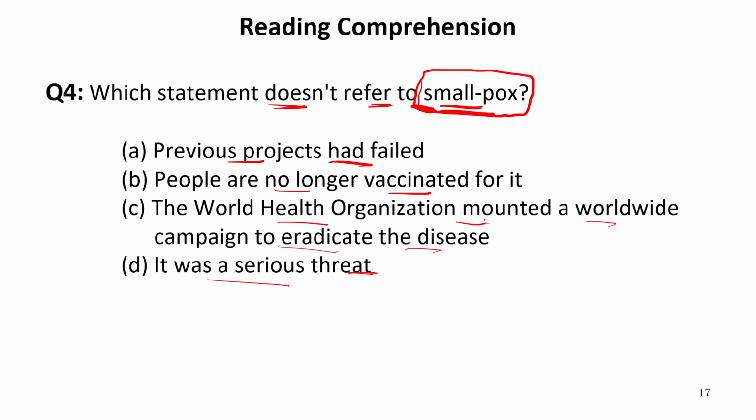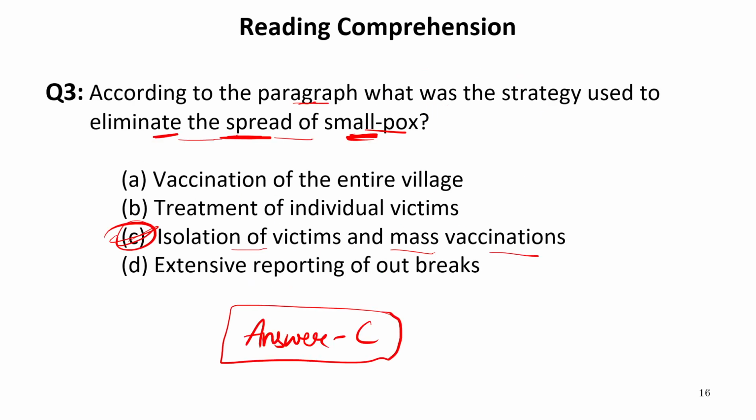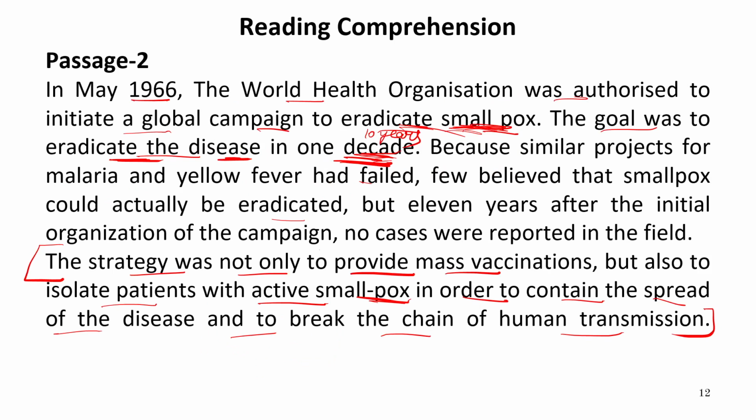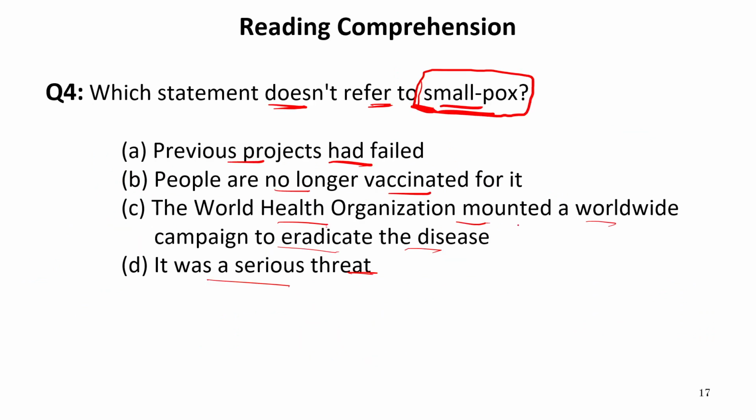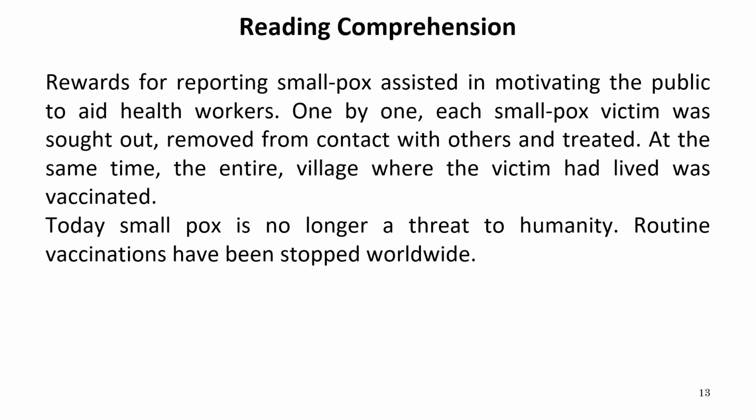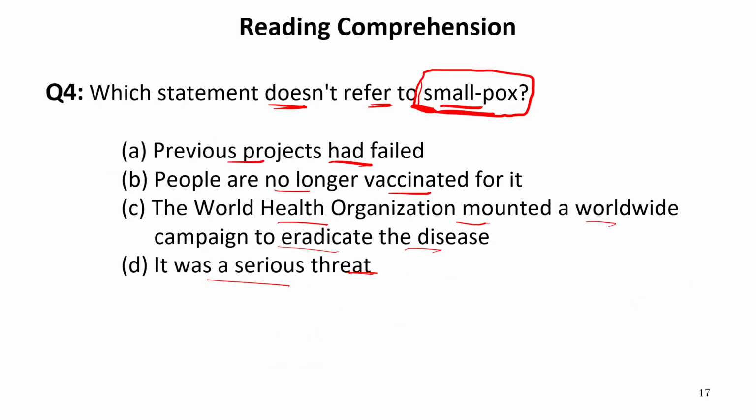In this statement, see, the World Health Organization mounted a worldwide campaign to eradicate the disease. This is also given over here, that was authorized to initiate a global campaign to eradicate smallpox. So this statement is also about smallpox in the passage. So this cannot be the answer. People are no longer vaccinated for it. Now let us see this option. At the end of this paragraph, we can see routine vaccinations have been stopped worldwide. So according to this, the given statement, people are no longer vaccinated for it, this is true. So these three statements are true.